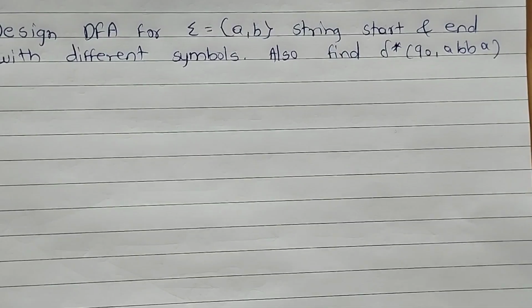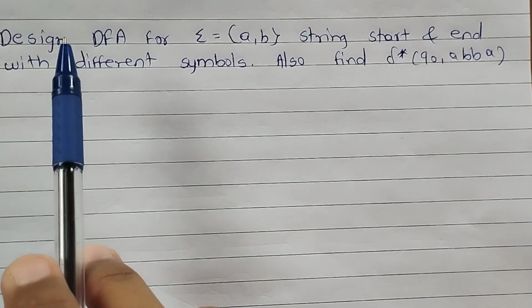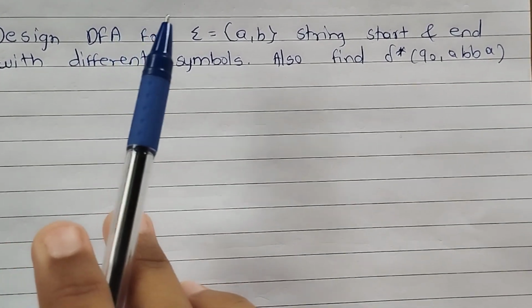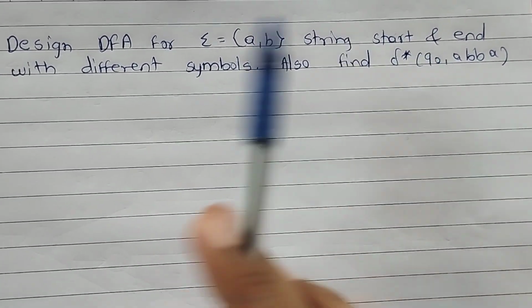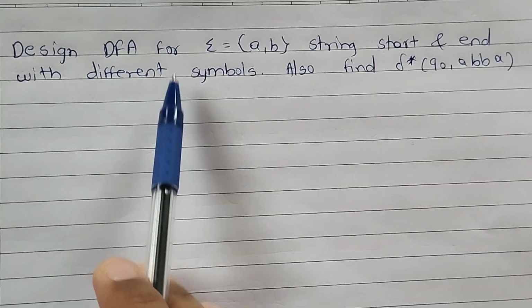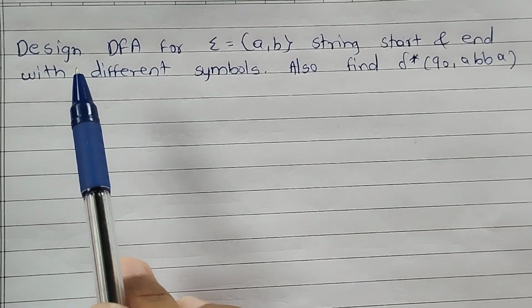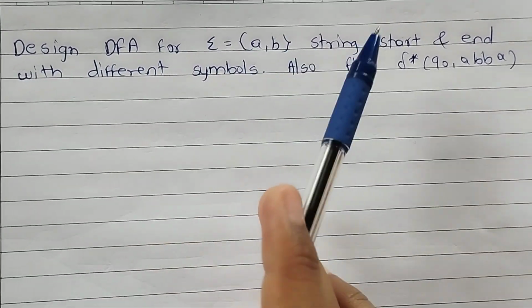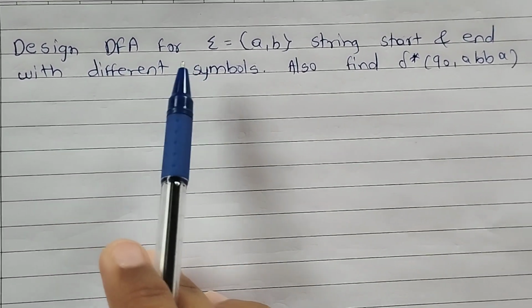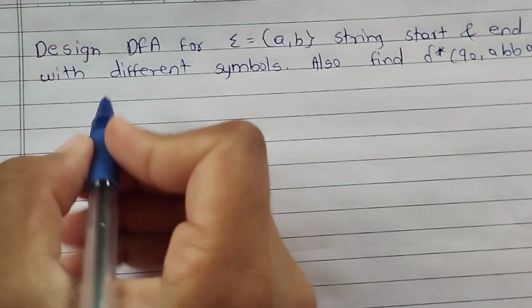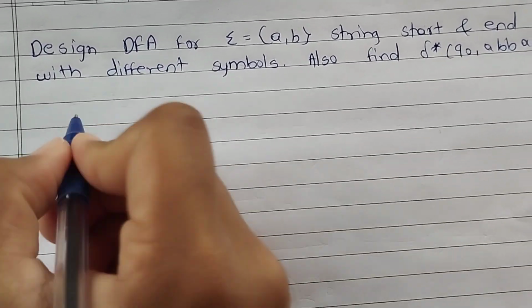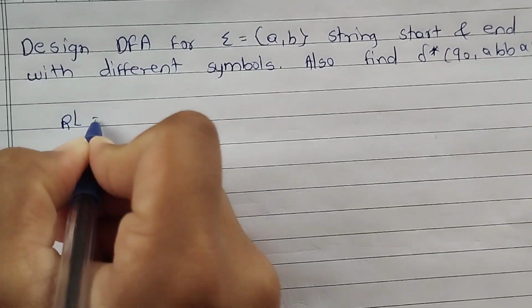Let's see. So the question is, design the DFA for sigma equals {a, b}, where the string starts and ends with different symbols. In the previous question the string started and ended with the same symbol, and here it is a different symbol. And also find this string. So let's first write the regular language.